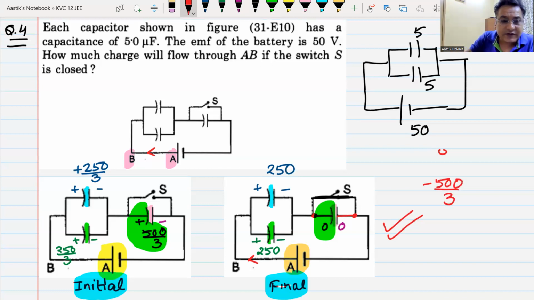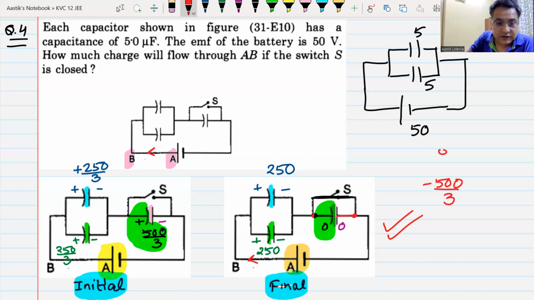Do we understand this, everyone? Yes, sir. That is how we solve this question, where you have to find out how much charge has flown. We see what is the initial condition, we see what is the final condition, and then we calculate how much charge has flown from one point to the other point. Do we understand this? Yes, sir. Okay, can you do one question on your own based on this?